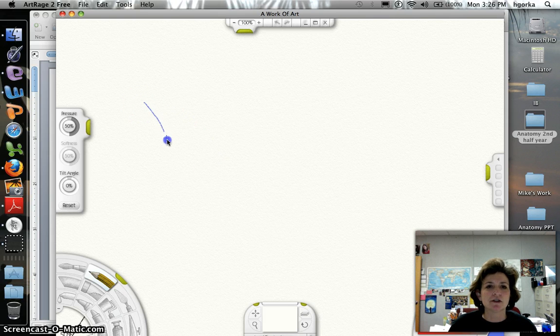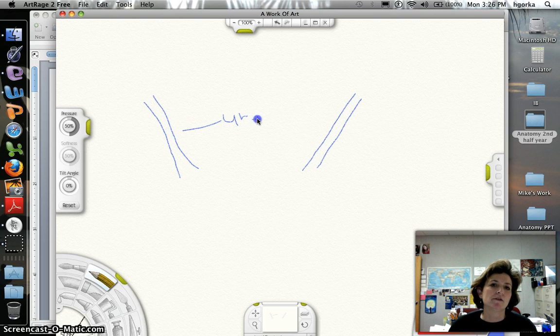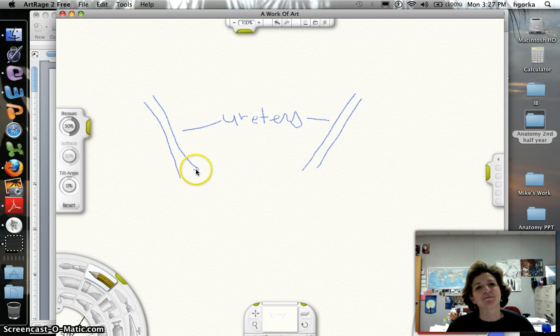So here we've got our ureters. They're going to travel down from each individual kidney. And we'll take one over here. So those are our ureters. Oh, I can't write with this thing. So ureters.